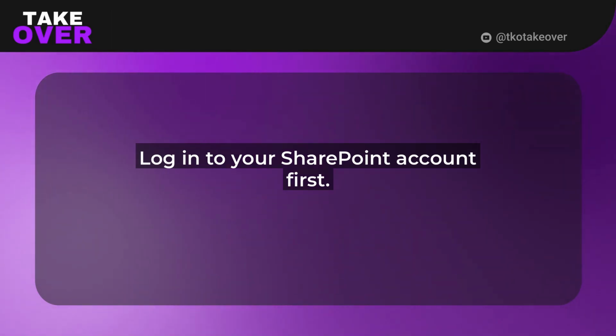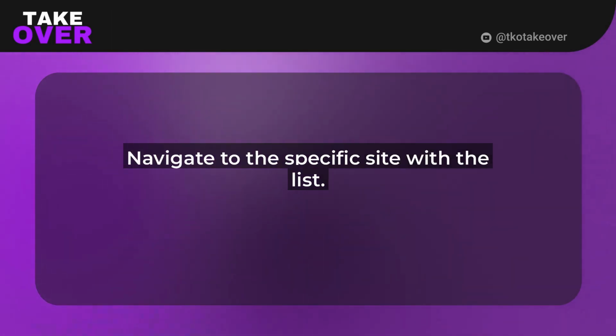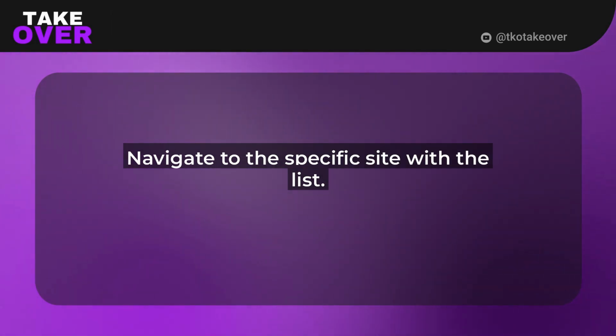Let's dive right in. First, make sure you're logged into your SharePoint account. Head over to your SharePoint site by going to office.com and signing in with your Microsoft credentials. Once you're in, navigate to the specific site that contains the list you want to delete. This is usually found in your site's dashboard.